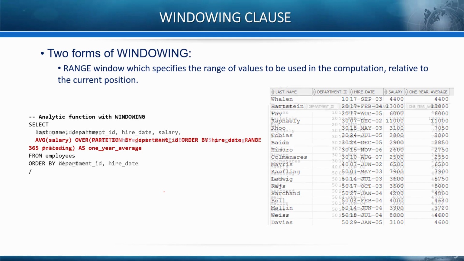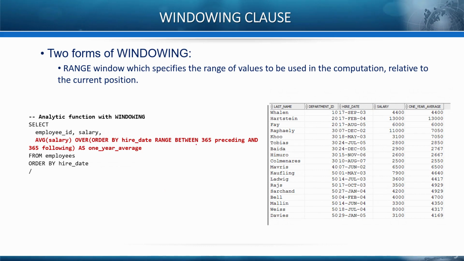Of course, you could also modify this to include 365 days preceding, 365 days following, or whatever number of days preceding, whatever number of days following, which means give me the average of salaries of this employee, including all those who were hired 365 days or 1 year before him and those who were hired 1 year after him. That is the window within which you want to calculate your average.